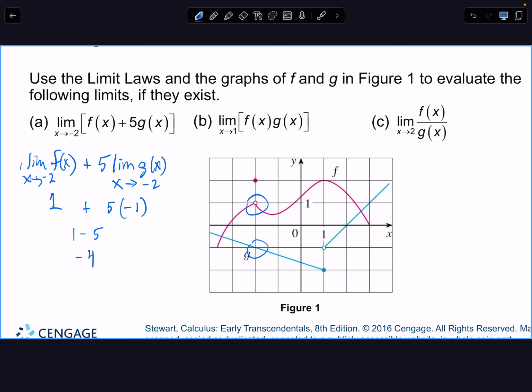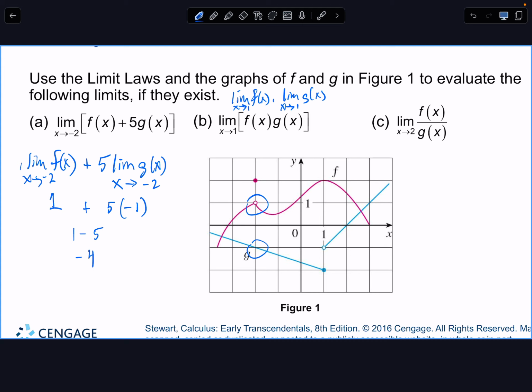So we just take, because the function f plus 5g is not graphed here, but it's okay, we just take each part of it. All right, and then same thing here. For letter B, we're just doing the product of the limits: the limit of f at 1 times the limit of g at 1.